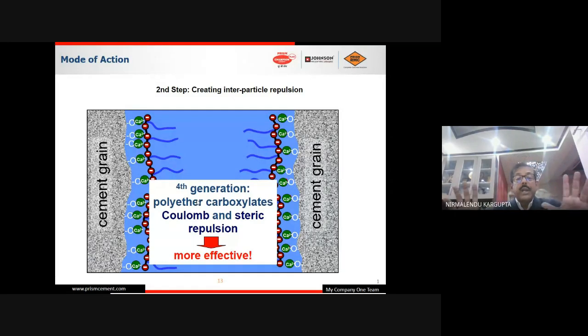Steric repulsion: I am standing here, my hand is like this, my hand is like this. This is the trunk polymer, and this is a branch chain. I am pushing the cement particles apart from each other so that they cannot come close to each other. And all the water which was trapped inside will be released. So this is how the dispersion takes place, through Coulombic repulsion and steric repulsion. I think it is very clear to all now.